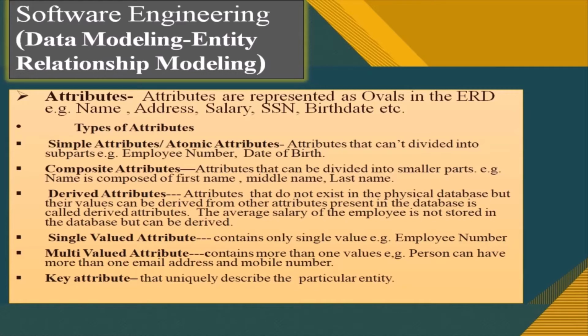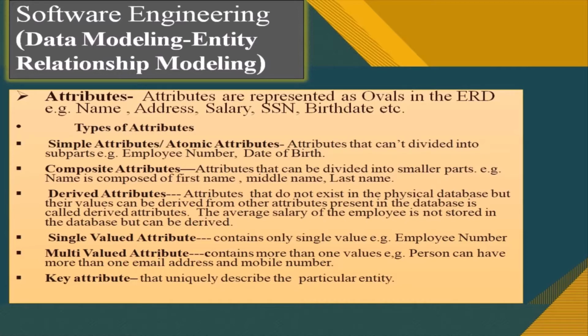Composite attribute. These are attributes that can be divided into smaller parts, for example, name is composed of first name, middle name, and last name. Derived attributes. These are attributes that do not exist in the physical database, but their values can be derived from other attributes present in the database. For example, the average salary of the employees is not stored in the database but can be derived.